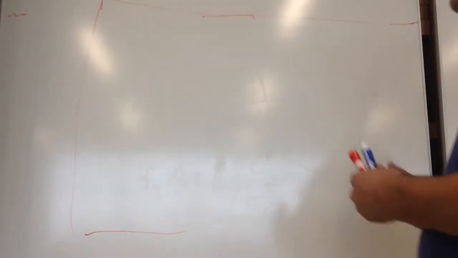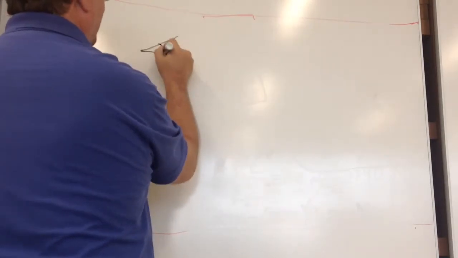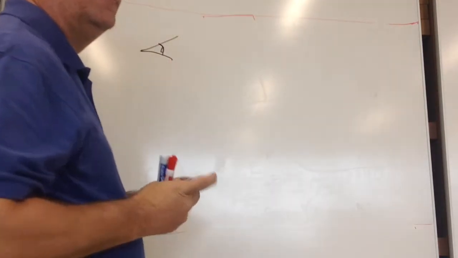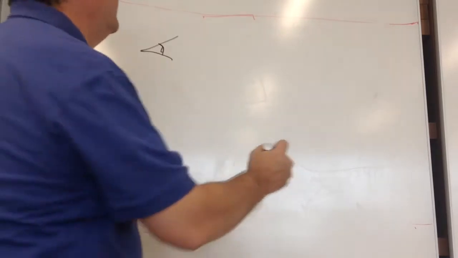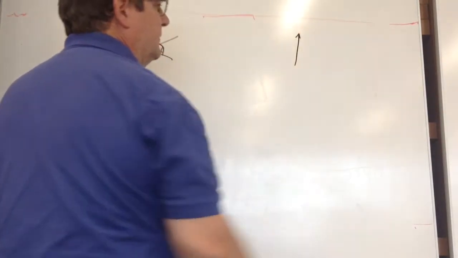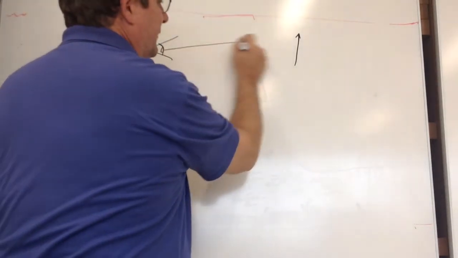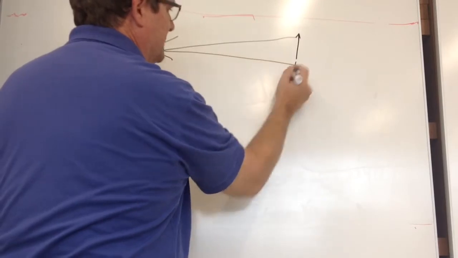All right, so for the benefit of the folks watching online, I'm going to draw the diagram that you've seen many times, but they haven't, or at least they haven't seen me do it. So you're going to look at an object, and I'm just going to draw the object as an arrow. And you're going to see light coming from the top of the object and the bottom of the object.